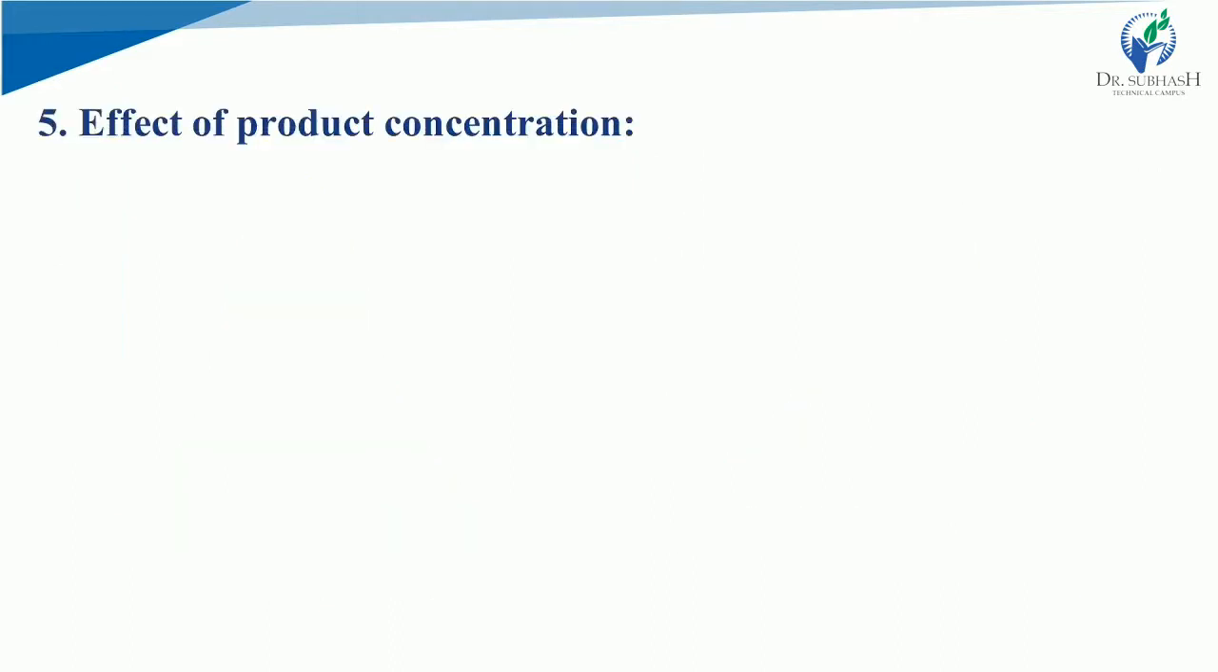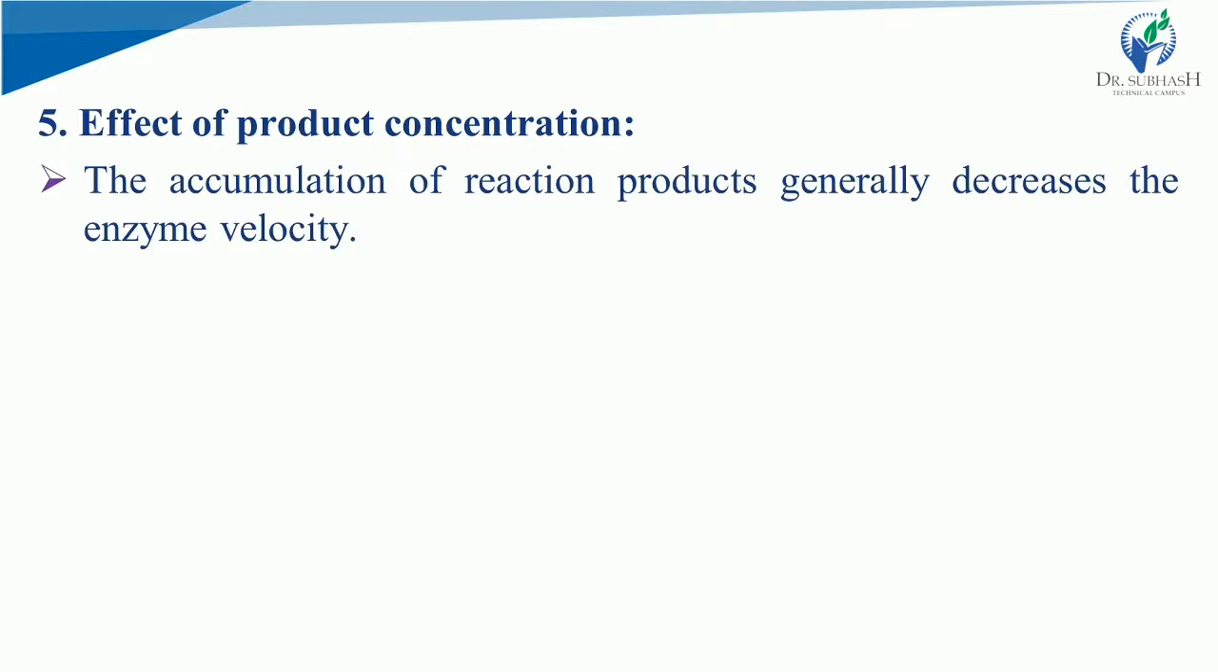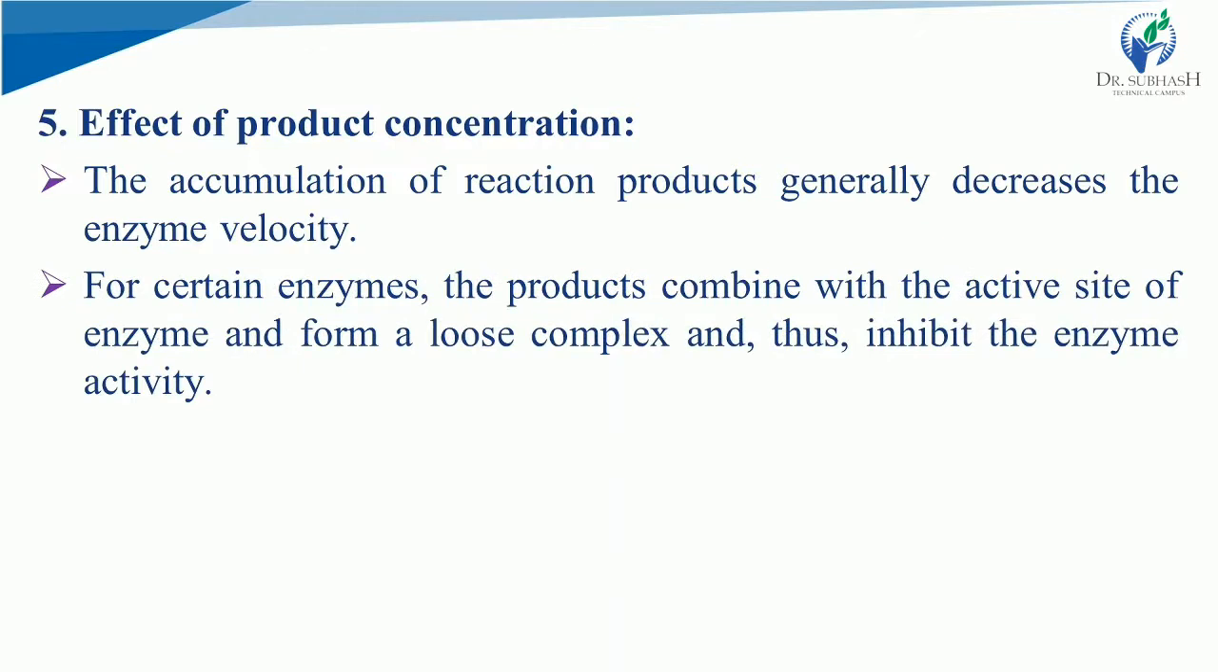And last but not the least is effect of product concentration. The accumulation of reaction products generally decreases the enzyme velocity. For certain enzymes, the products combine with the active site of enzyme and form a loose complex and thus inhibit the enzyme activity. They stop the enzyme activity. So it's better not to accumulate the reaction products.